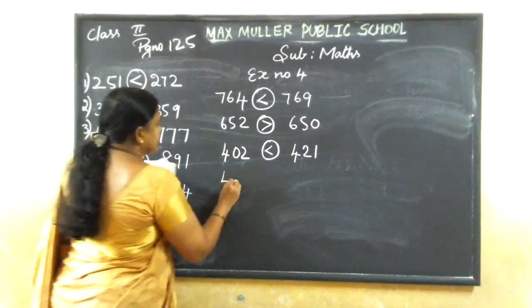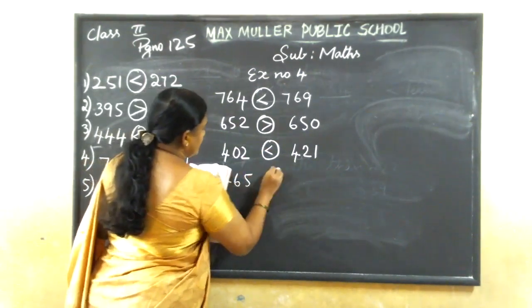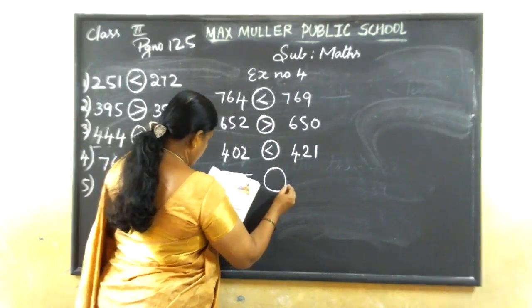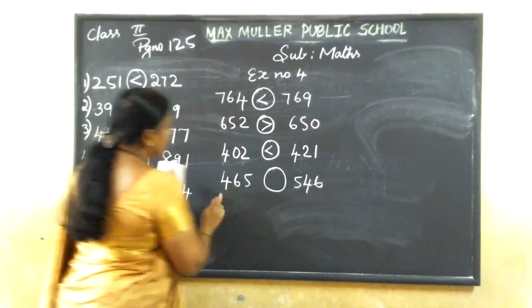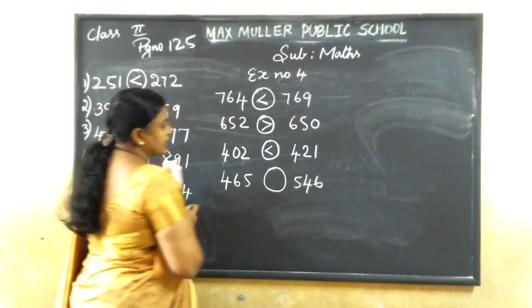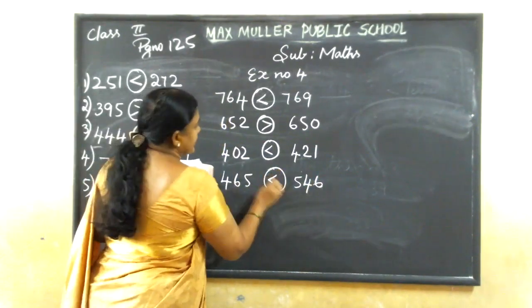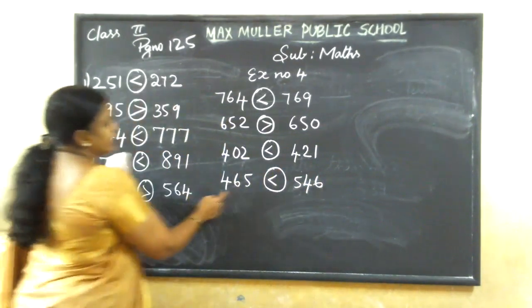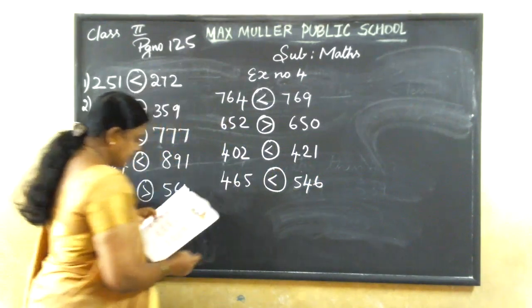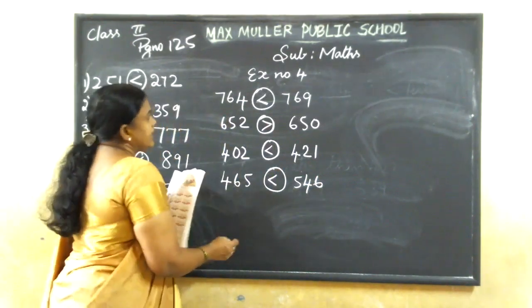Now 465 and 546. See the hundreds place: here 4, here 5. Which one is greater here? 5 is the greater. So you want to say 465 is less than 546. Now the next one.